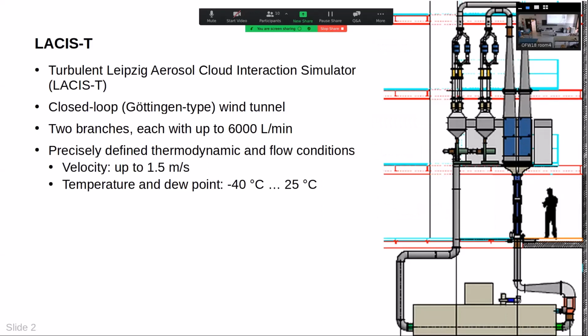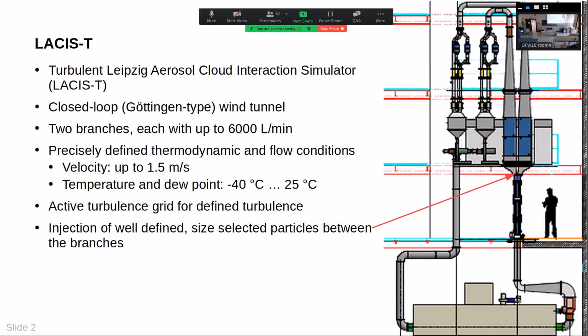The velocity inside the measurement chamber can be up to 1.5 meters per second, and we can precisely control temperature and dew point temperature between -40 and +25 degrees centigrade. Additionally, we have an active turbulence grid to introduce defined turbulence to the flow, and we can inject well-defined size-selective particles between the 2 branches so that we can then do experiments with turbulently mixed air masses and aerosol.